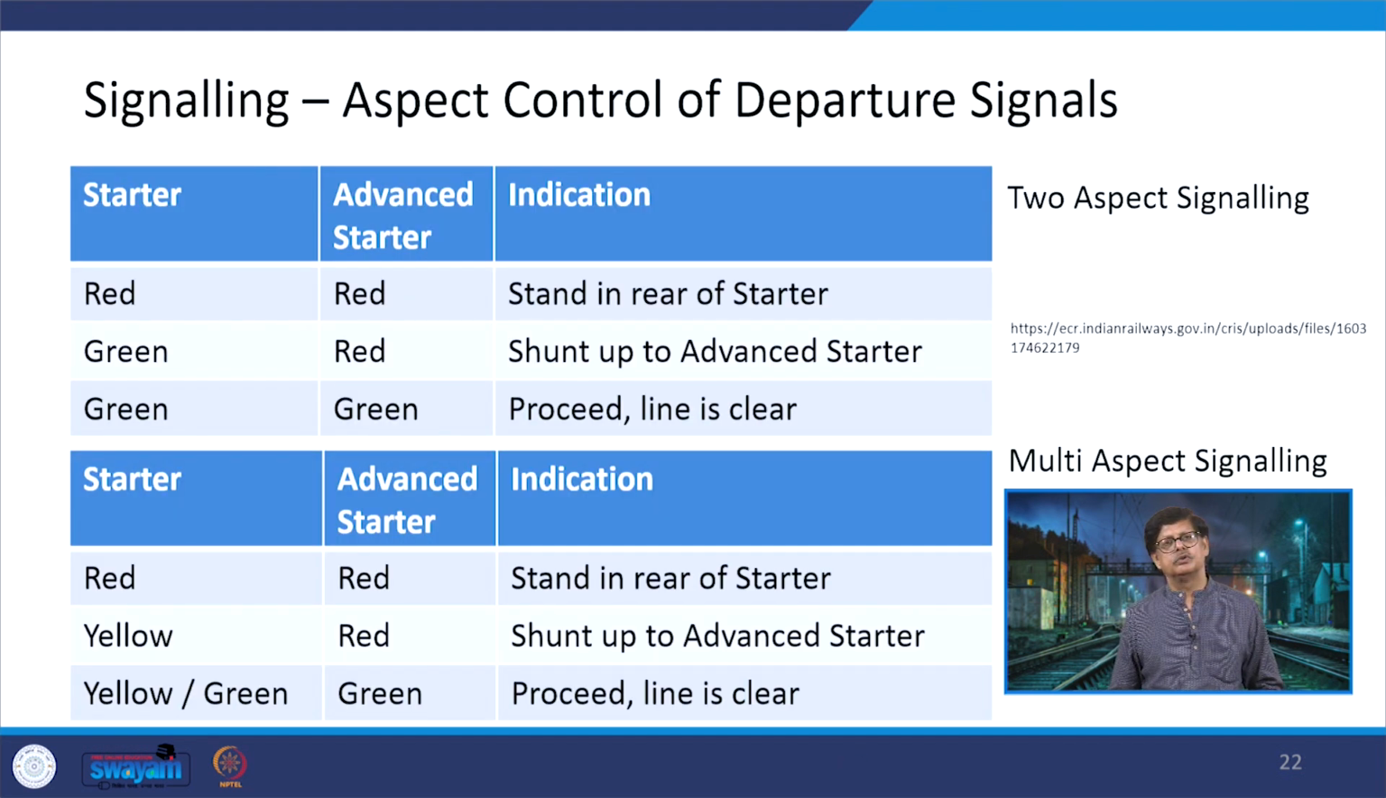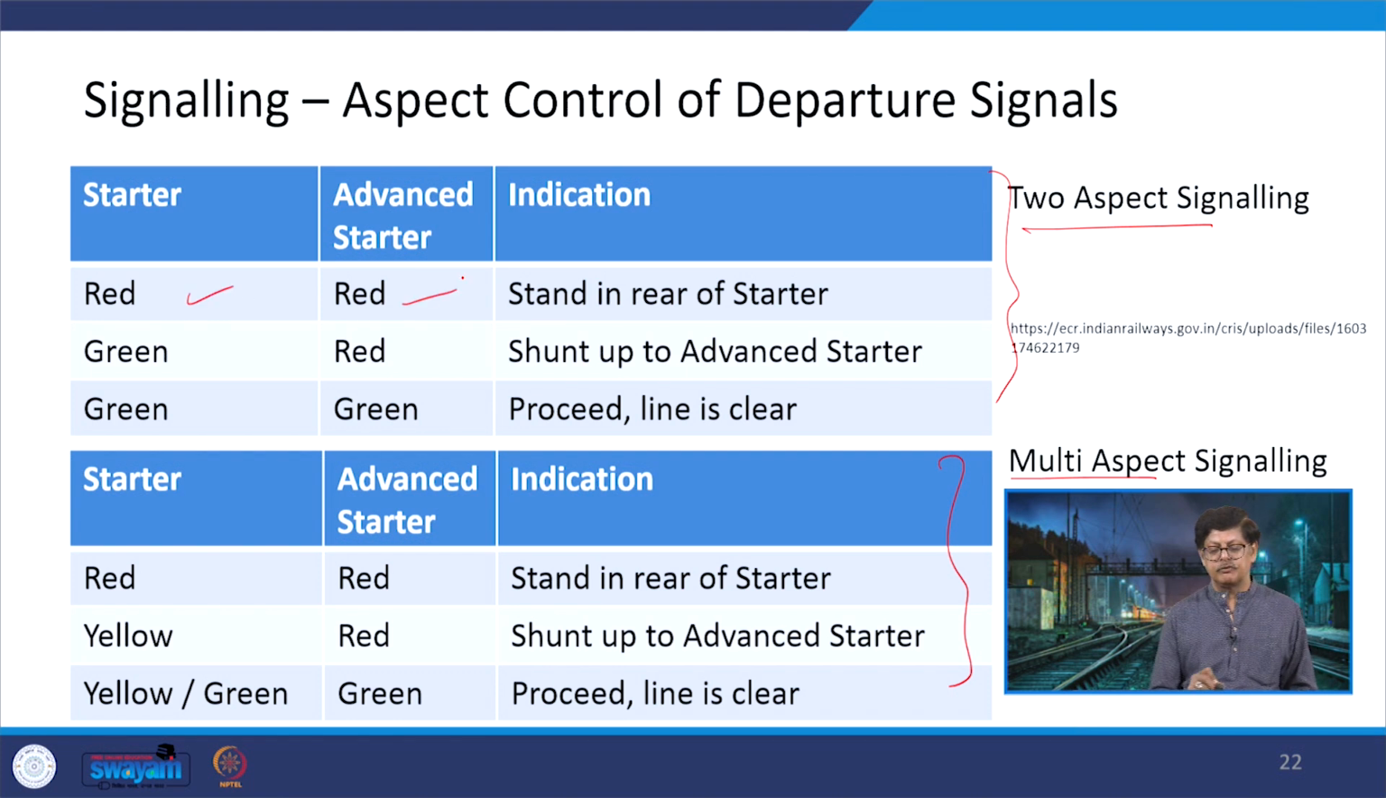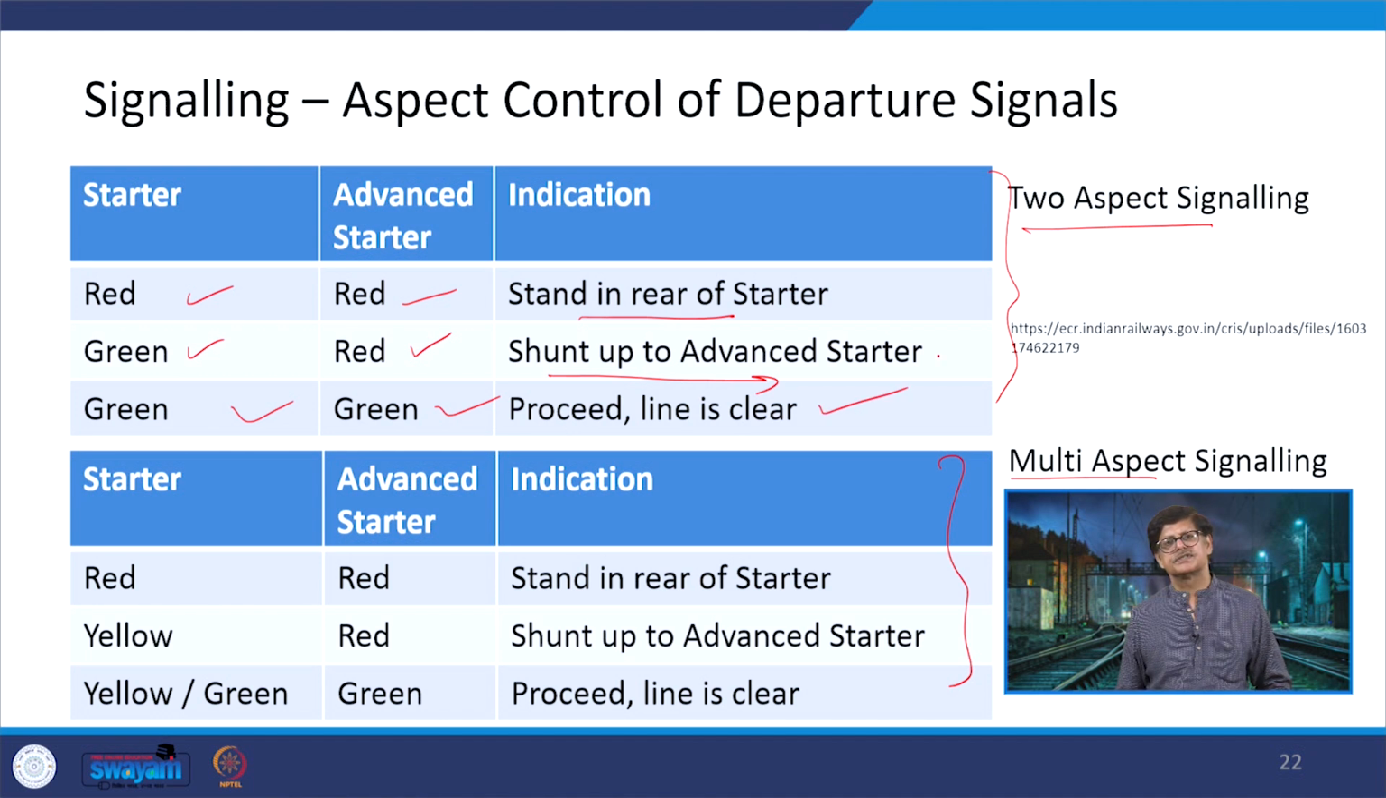Again, the aspect controls of the departure signals have been shown for two aspect signaling and multi aspect signaling. The first one is for the two aspect and the lower one is for the multi aspect signaling. If it is red and red for the starter and the advanced starter, it means you can stand in the rear of the starter. But if the starter is green and the advanced starter is red, it means you can come up to the advanced starter location. And when both are green, that means the line is clear, you can move ahead.